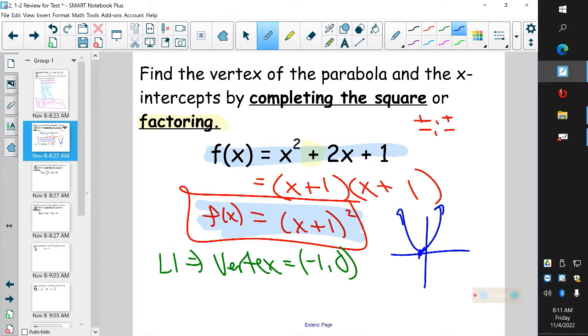It's a minimum. What else is it? Read the directions again. Find the vertex of the parabola. Did that. And the x-intercept. It is also the x-intercept. And this is what we call a double root.